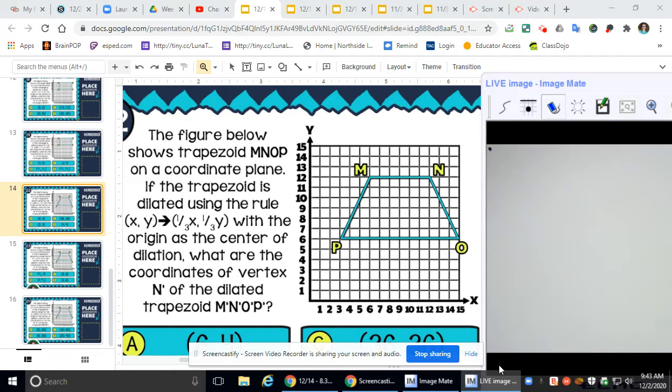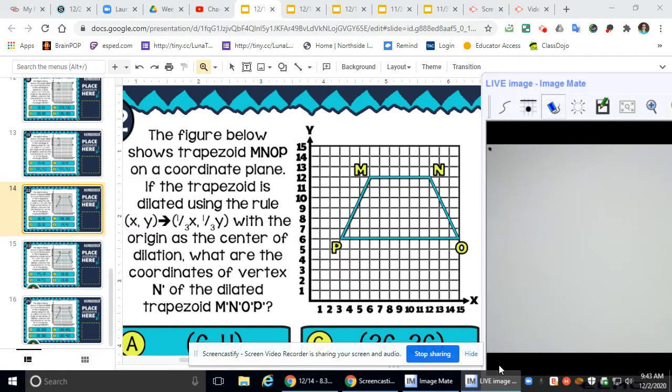The figure below shows trapezoid MNOP on a coordinate plane. If the trapezoid is dilated using the rule where (x, y) dilates to (1/3 x, 1/3 y), with the origin as the center of dilation, what are the coordinates of vertex N prime of the dilated trapezoid M prime, N prime, O prime, P prime?